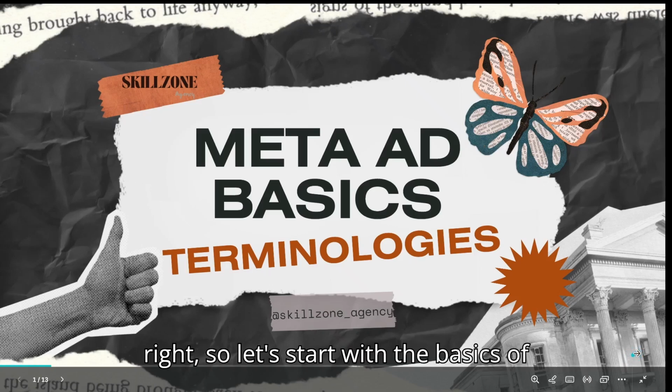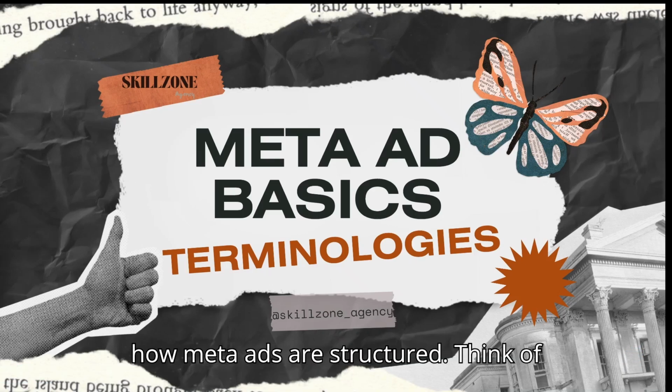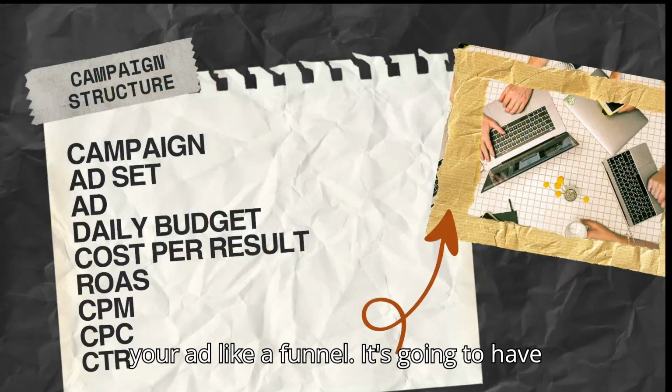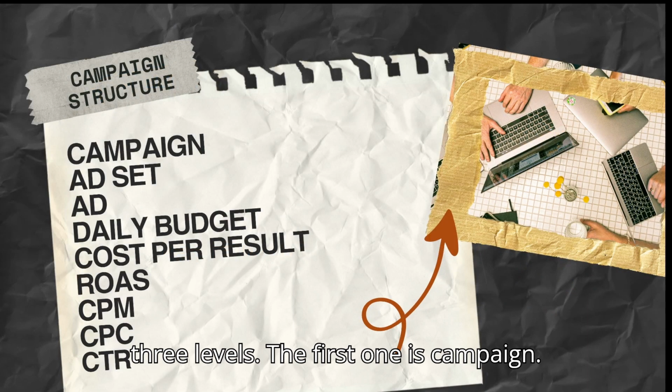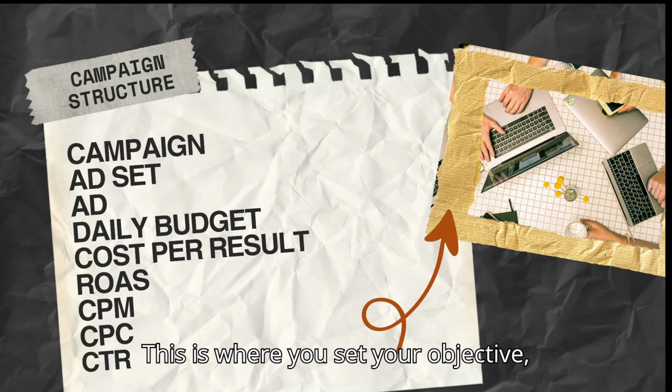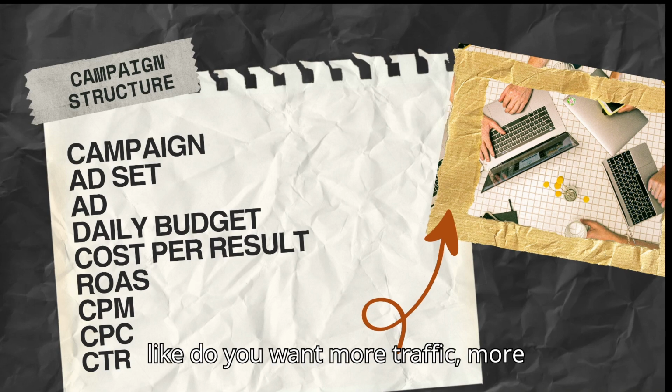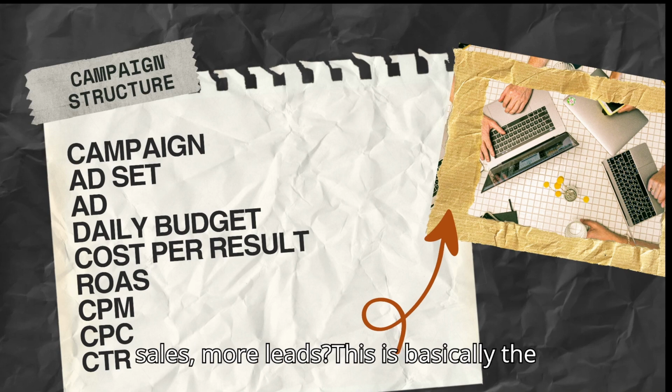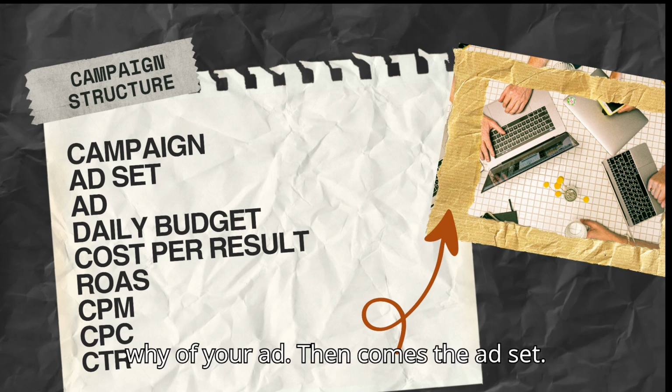All right, so let's start with the basics of how Meta ads are structured. Think of your ad like a funnel. It's going to have three levels. The first one is campaign. This is where you set your objective, like, do you want more traffic, more sales, more leads? This is basically the why of your ad.